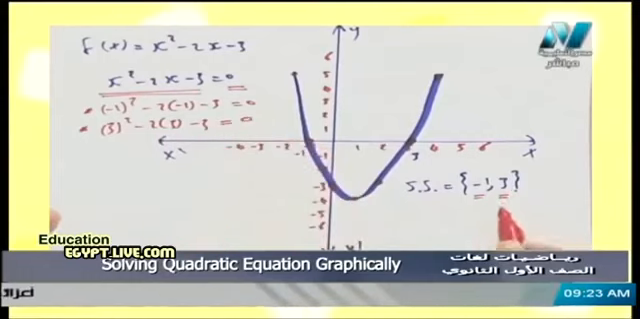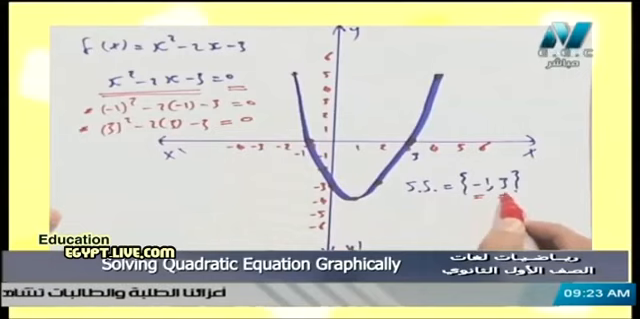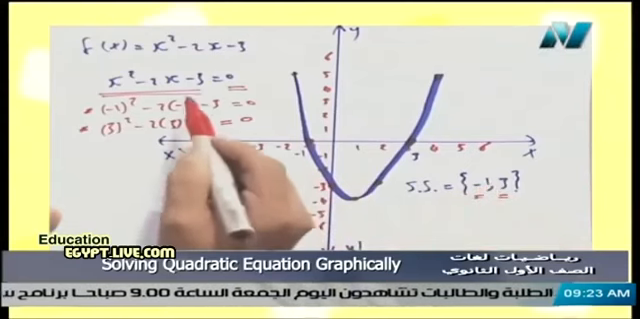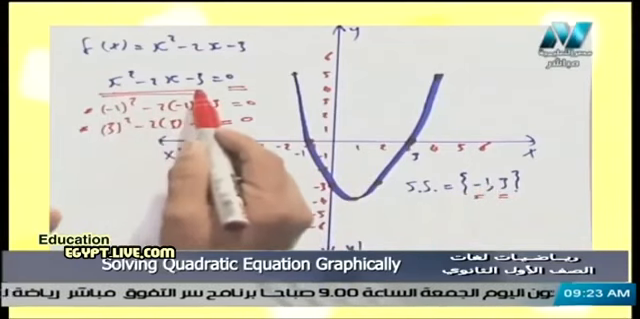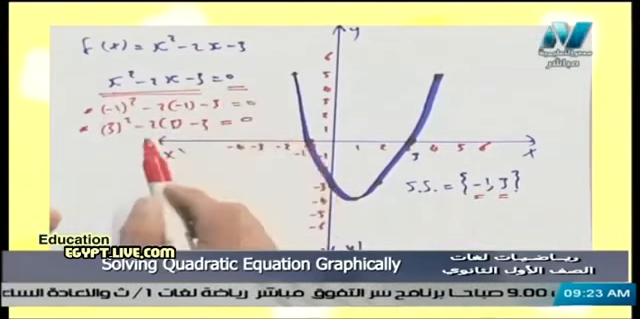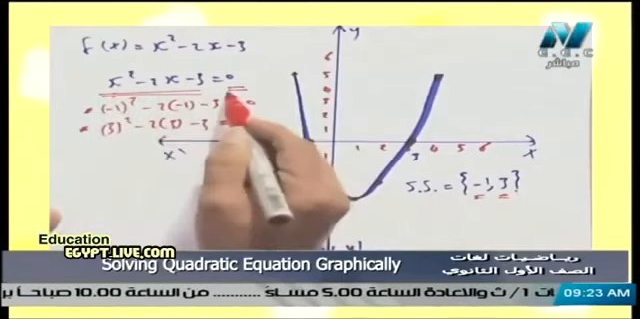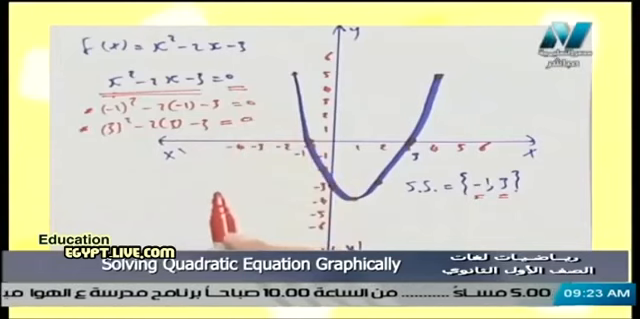That means that the solution set is equal to negative 1 and 3. That means negative 1 satisfies this equation, making the left-hand side equal the right-hand side, which is 0. And also 3 makes the left-hand side equal the right-hand side, which is 0. Okay?